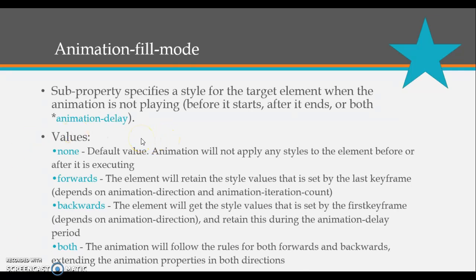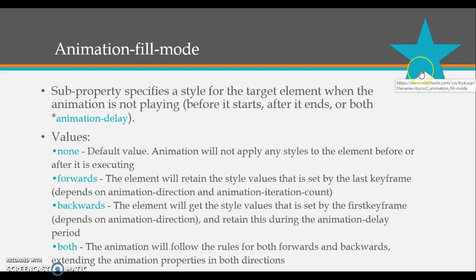The values that can be used within this subproperty are none, which is the default value, so the animation will not apply any styles to the element before or after it is executing. Forwards, so the element will retain the style values that are set by the last keyframe. Backwards, the element will get the style values that are set by the first keyframe and retain this during the animation delay period. Both, the animation will follow the rules for both forwards and backwards, extending the animation properties in both directions.